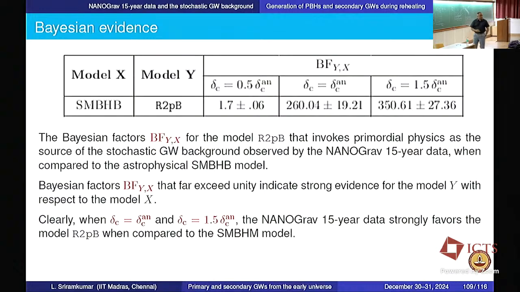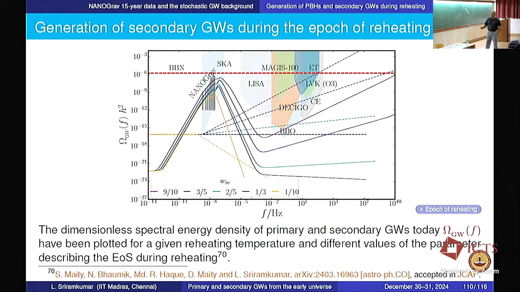So that's the take-home message: as far as the PTA data is concerned, modes which re-enter during an epoch of reheating seem to fit the data fairly well, significantly better than the isotropic background of gravitational waves produced by the supermassive black hole binaries. And this is the final result actually. What we have also done is that for these various values of wRE, we also indicated the primary gravitational waves. And what you find is that I mentioned that wRE greater than 1/3 provides a better fit to the data.